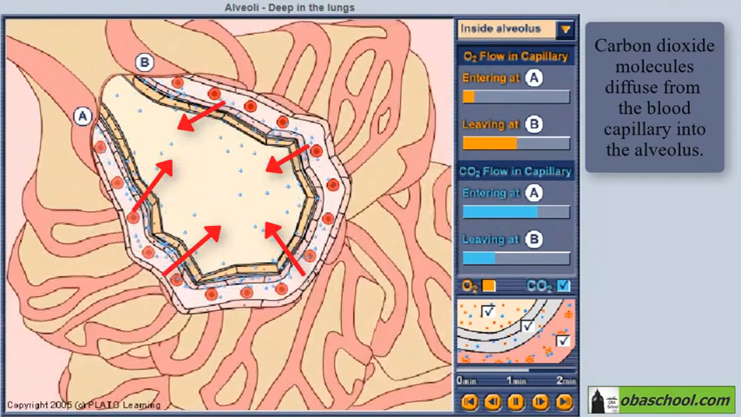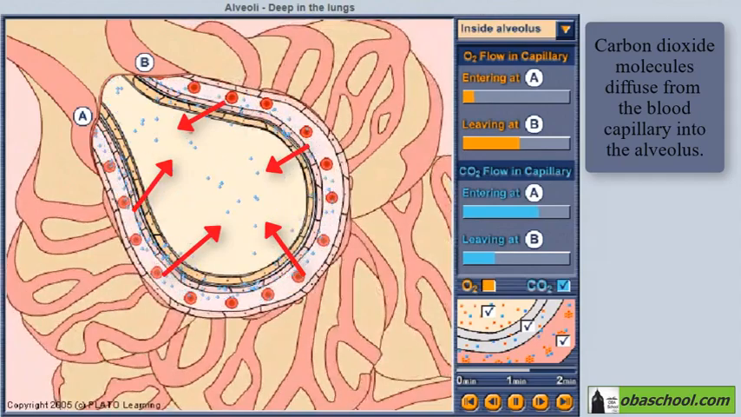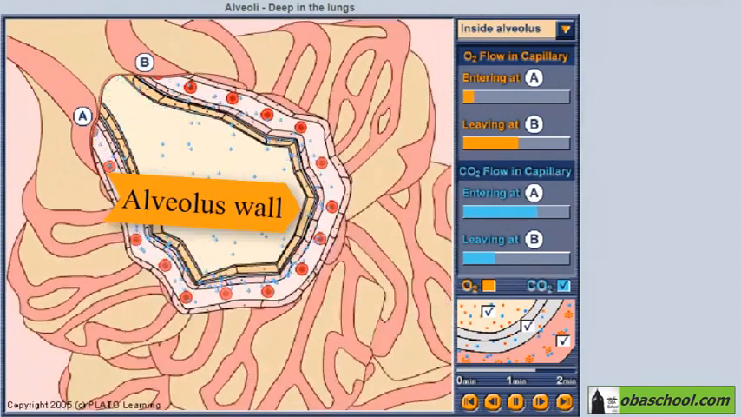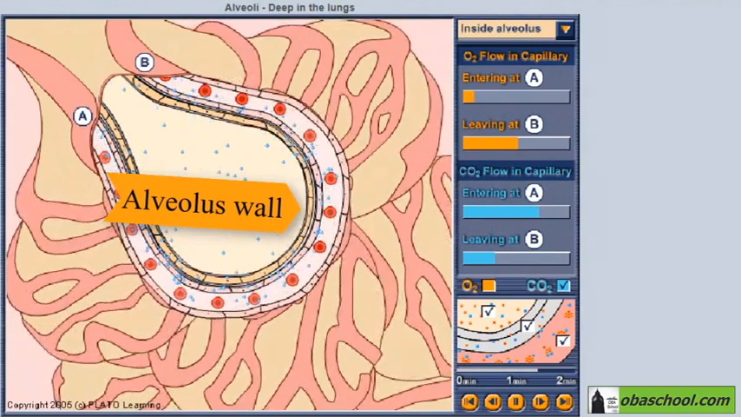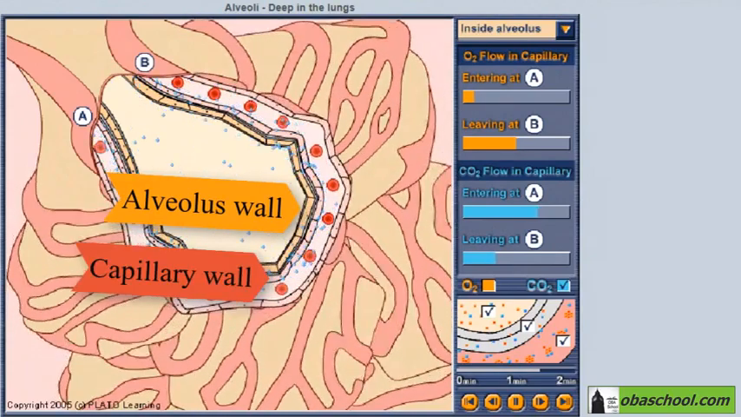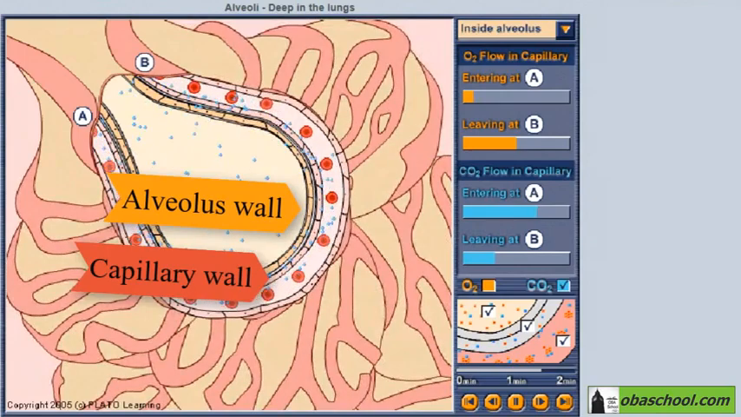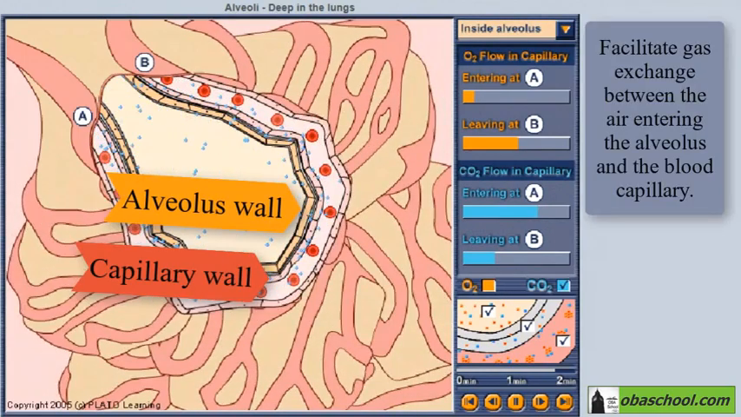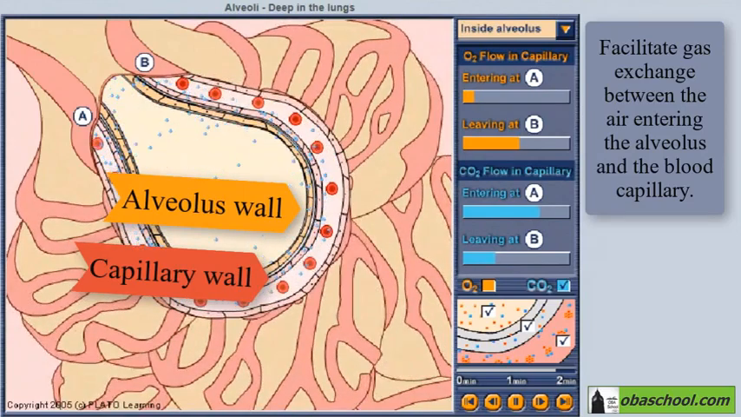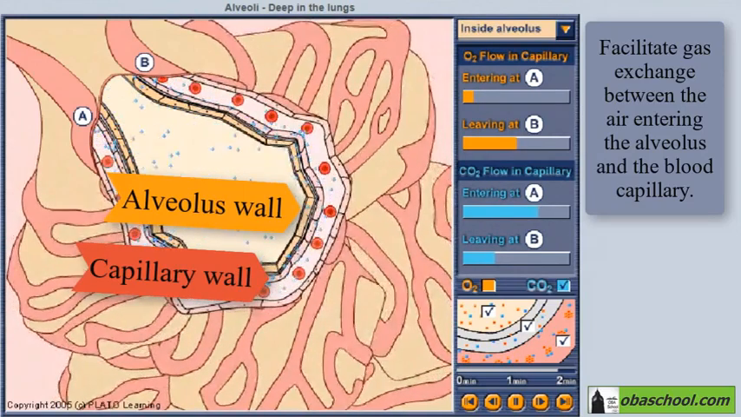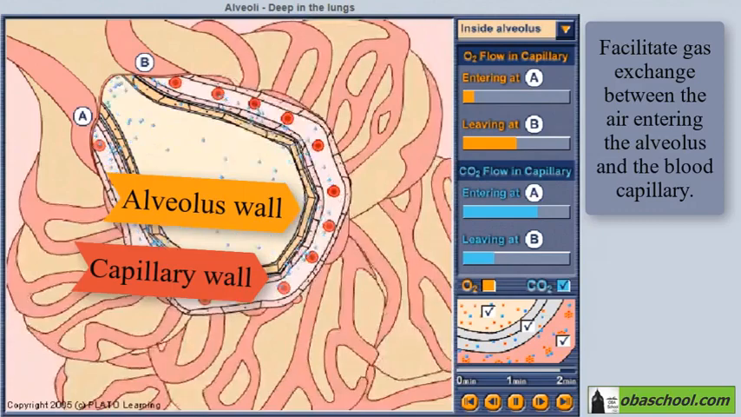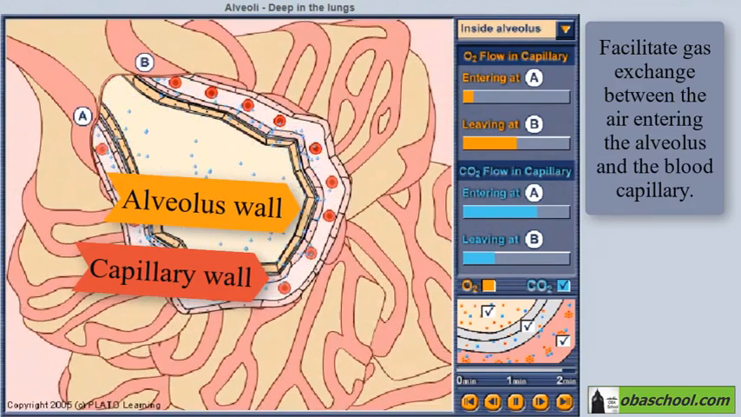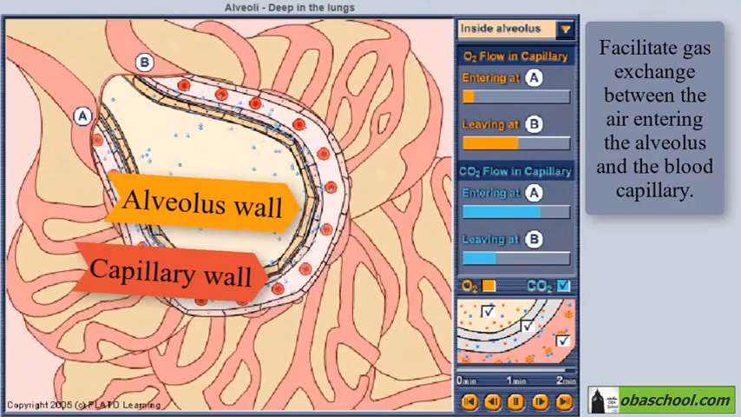And as you can see, the gas passes through 2 barriers. The first barrier is the alveolus wall, and the second barrier is the capillary wall. And each wall is 1 cell thick. Why do you think it is 1 cell thick only? Well, it is 1 cell thick in order to facilitate, or make it easier, for the gases to be exchanged between the air that is entering the alveolus and that of the blood.